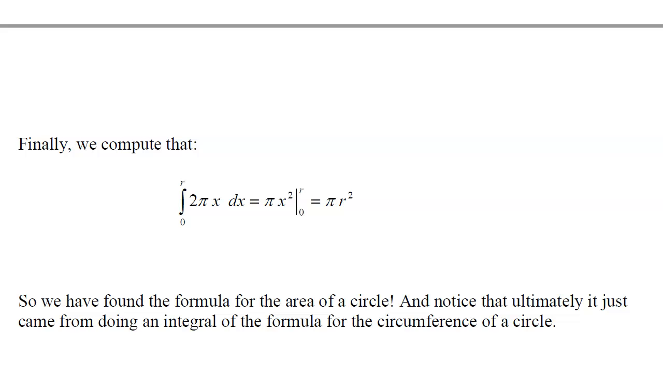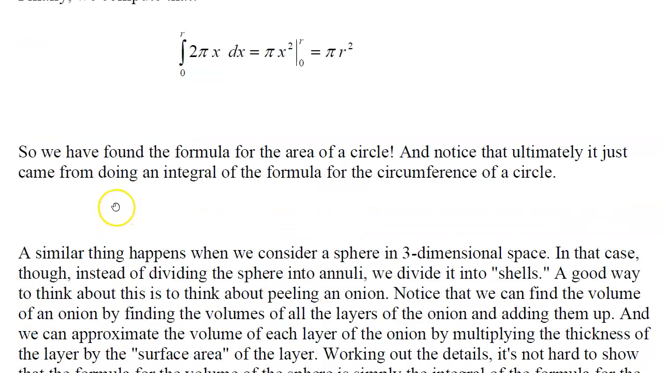So what we looked at to find the area of the annulus, we multiplied the circumference times the thickness. Ultimately it just came from doing an integral of the formula for the circumference. We have 2 pi x, it was really x k star, times delta x, which was the thickness, but it turned into this integral. So we're just integrating the circumference formula to get the area formula.